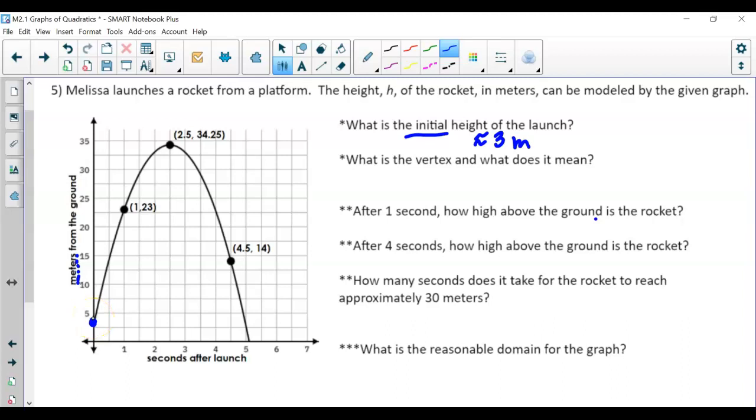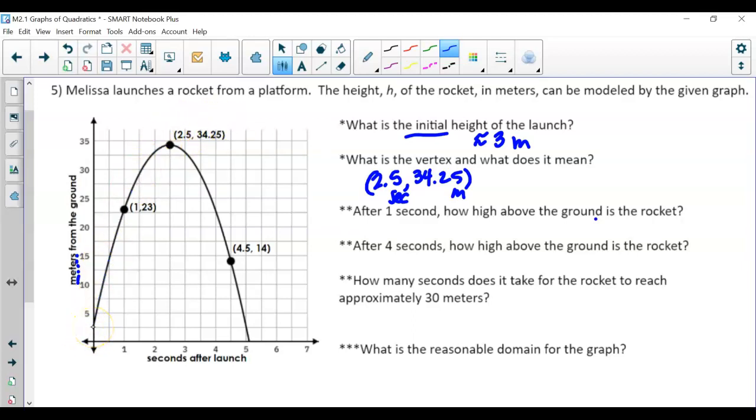What is the vertex? So the vertex, our maximum, which is here at 2.5, 34.25. And what does it mean? Well, again, what does this mean? 2.5 what? Seconds, right? 2.5 seconds, 34.25 what? Meters. So again, what does this mean? That it took the rocket 2.5 seconds to reach its maximum height of 34.25 meters.